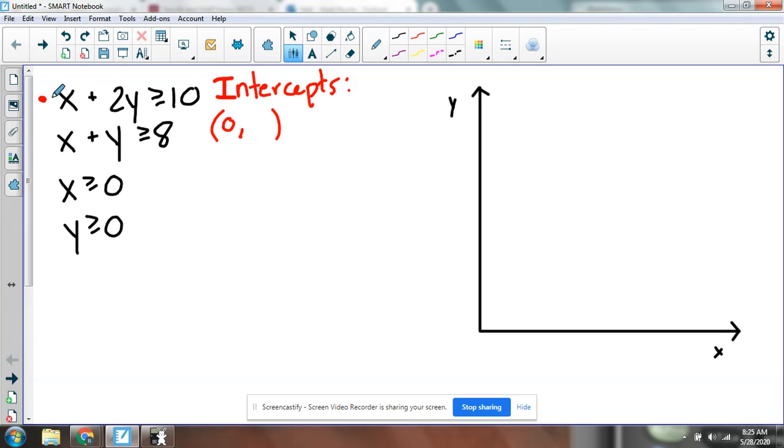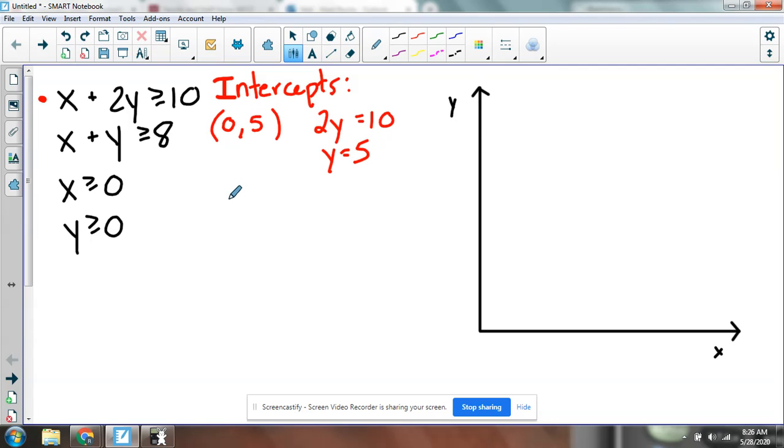So I can just cover this up, and I'm left with 2y. When we're graphing with intercepts, we don't need to include the inequality. So we'll say 2y is equal to 10. That only matters when we're shading. So then when x is 0, I get y is 5. So that's going to give me the point 0, 5.